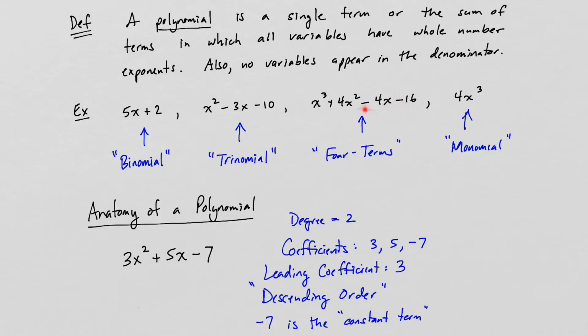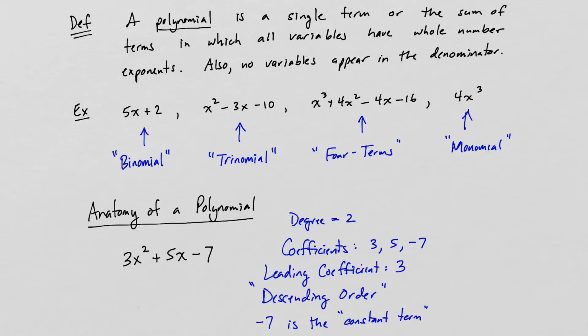Next example, x to the third power plus 4x squared minus 4x minus 16. This is a four-term polynomial. We don't have a special name for four terms. And our last example, going back to a simple example, 4x cubed all by itself is what we would call a monomial, which just means a polynomial that only has one term.